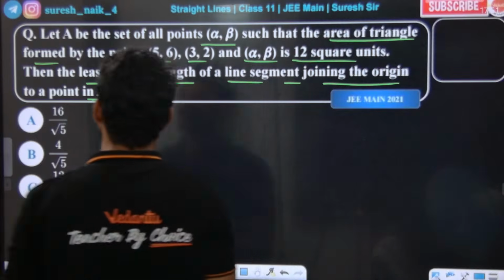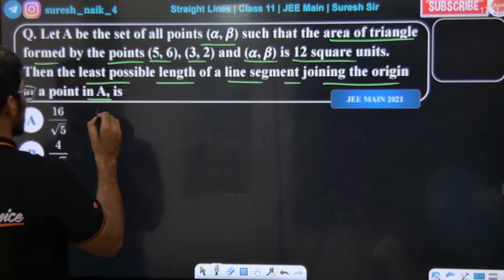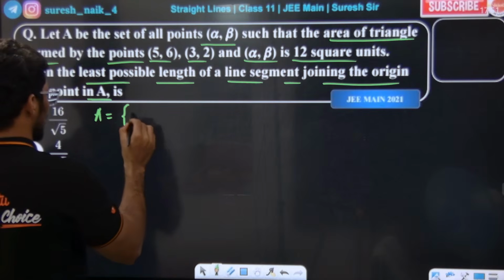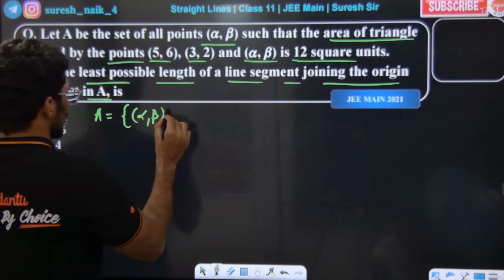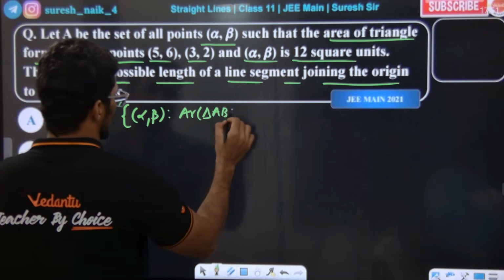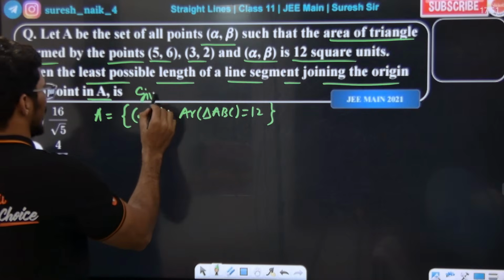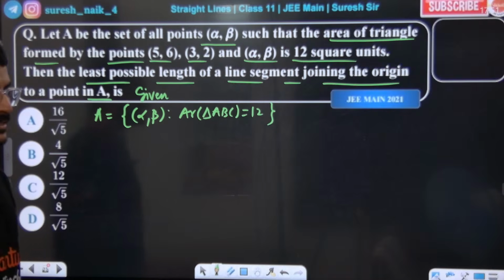So A is basically the set of all the values of alpha comma beta. Set A is basically alpha comma beta such that the area of triangle ABC is equal to 12. This is what they have given. This is the given part. Understood? Yes or no? Listen, class.